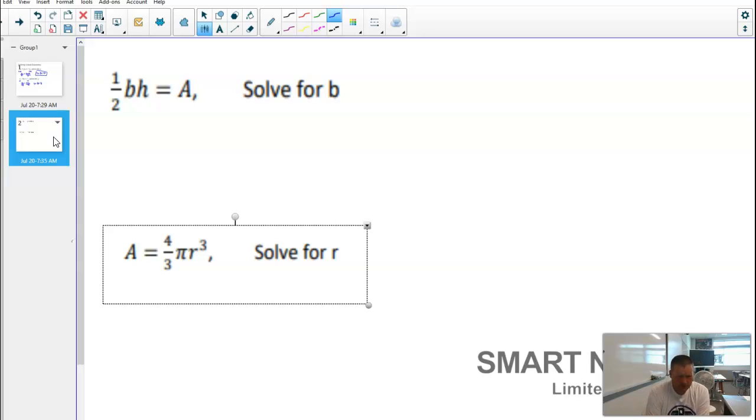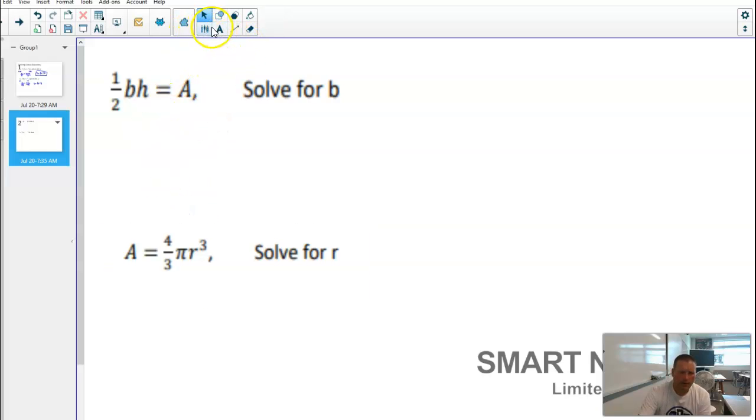These are more with areas stuff. So for this, for example, this top one that I'm looking at, I'm going to try to solve this one for b here, this middle variable. So I need to get rid of the 1/2 and I need to get rid of the h. Now if you look, the operation that's happening here is this is all times. You just don't write it. Whenever there's no sign between them, they're all together. There's timesing, so it's 1/2 times b times h.